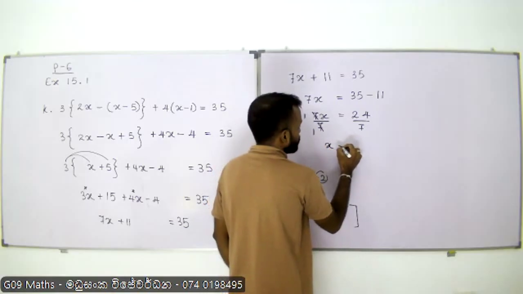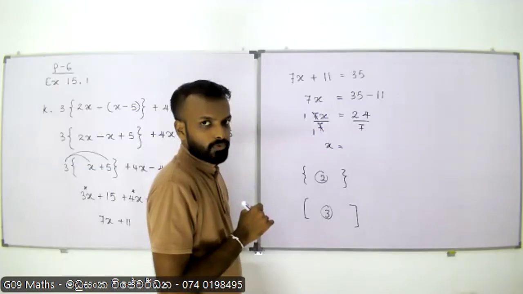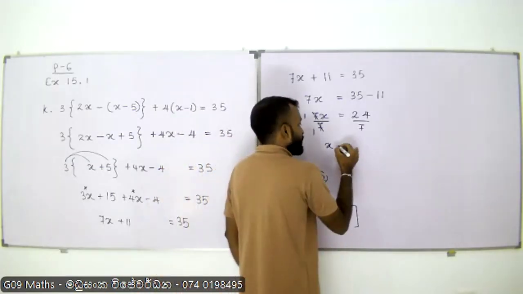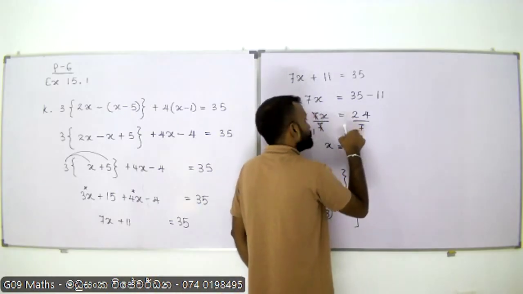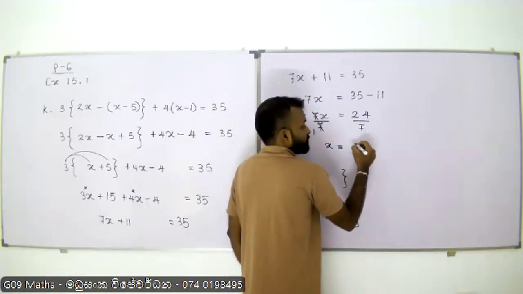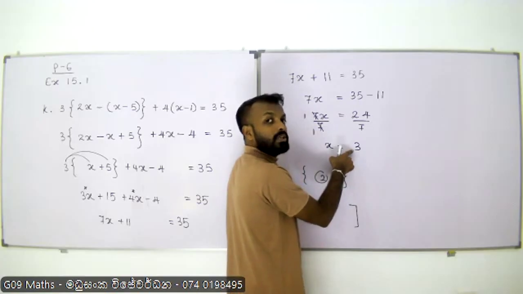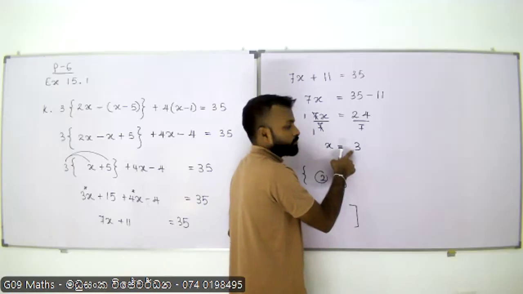X equals, this is an improper fraction. Right? This is an improper fraction, so that you could place it as a mixed number. Right? How many 7s are there for 24? 7 times 3, right? So 3 means your whole number in the mixed number part, right? Whole number part of the mixed number, right?